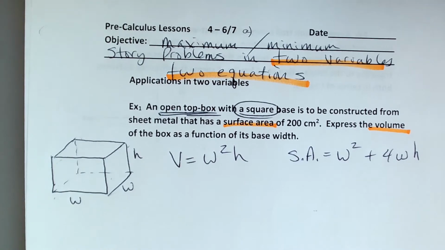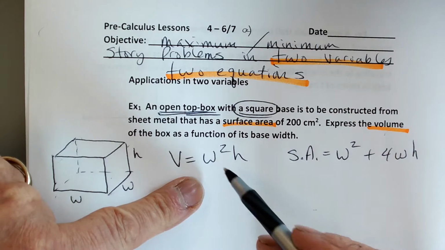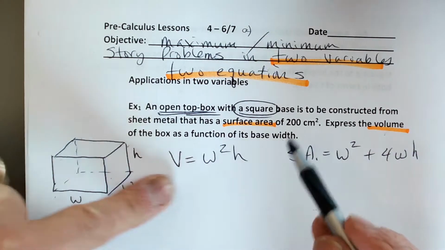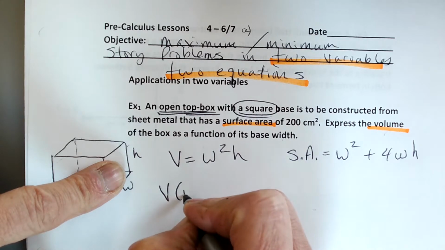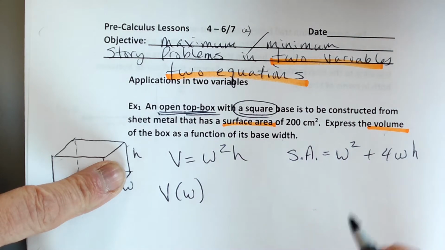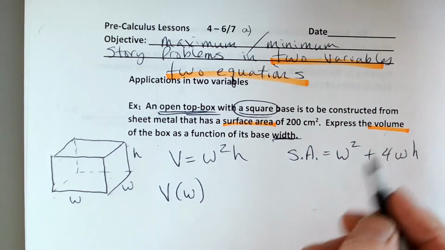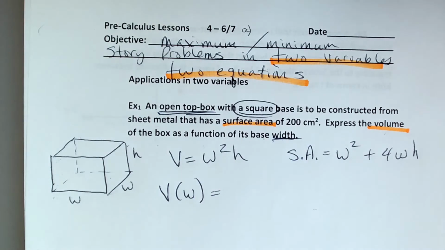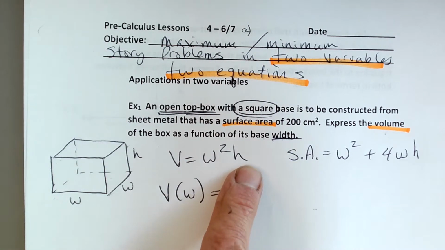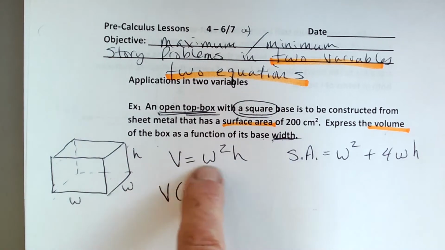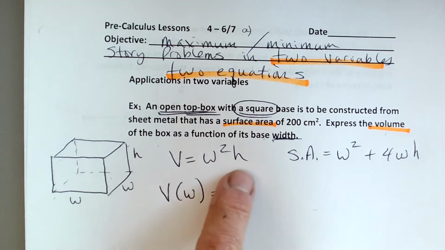So now, what do we want to do? Well, I want to somehow express the volume as a function of its base width. So I'm going to go V of W. Because I want the volume as expressed as its width, okay? Which means this. All of these variables now have to be W. So V of W means all of these variables have to be W, okay? And then we have to do that because then we can graph it. You can't graph this with 3 variables.